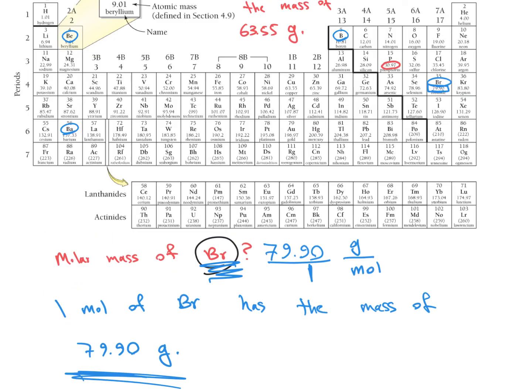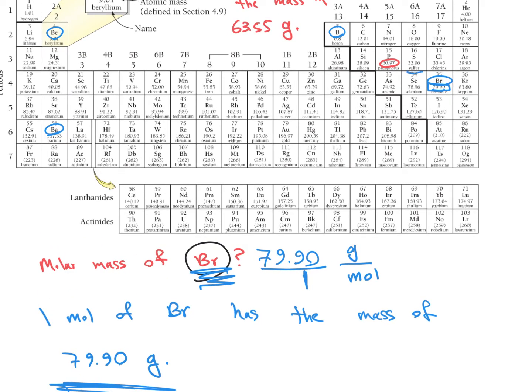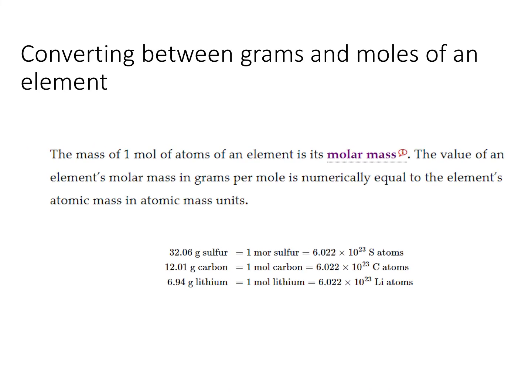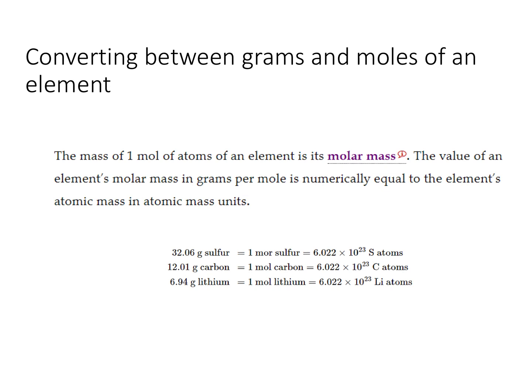Okay. Sulfur here, 32.06 entirely. But before I do that, as we said, the definition of mole was based on carbon-12, right? But we can find the mass of 1 mole of each element in the periodic table. Okay? And the mass of 1 mole of atoms of an element is called molar mass. So molar mass is mass of 1 mole of an element. Are there any questions?